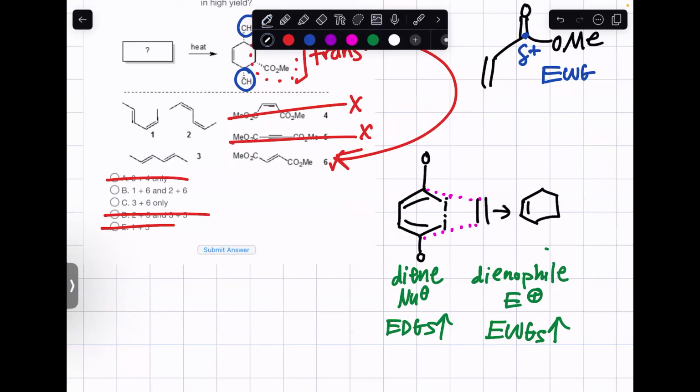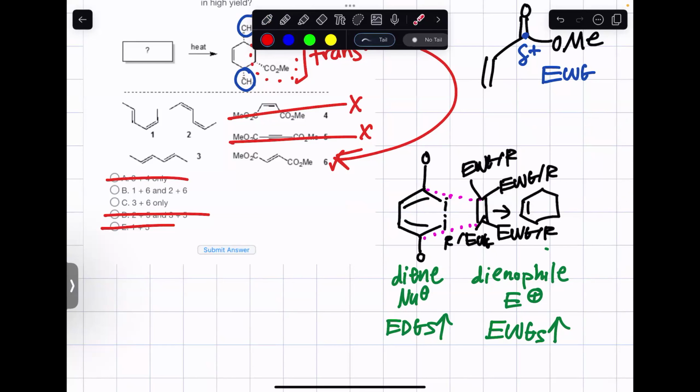So let's just say the dienophile can have some kind of EWG or some R group, right? It depends on what the dienophile is. Most likely an EWG. And these are just vague positions because it most likely won't have 4 groups attached to it. It most likely will have like 1 or 2 groups attached to it only, right?